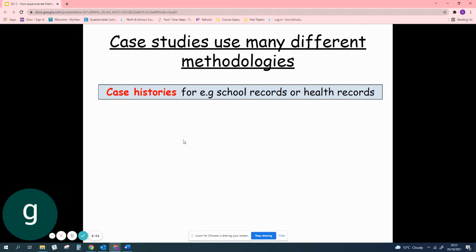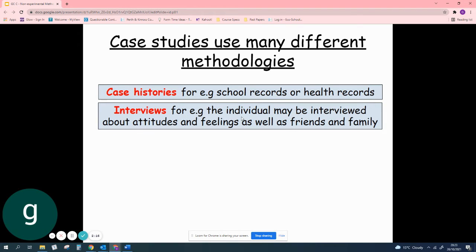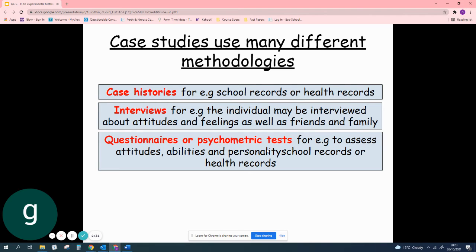So, as I've said, there are many different methodologies you can use in a case study. You can use a case history, so these are recordings, for example, school records. So in school we have CMIS, and we have multiple other recording systems, or health records. We have interviews, which could be with the person themselves, or with their friends, families, caseworkers, social workers, teachers, etc. These can gather the attitudes, feelings, and any other evidence for a qualitative design.